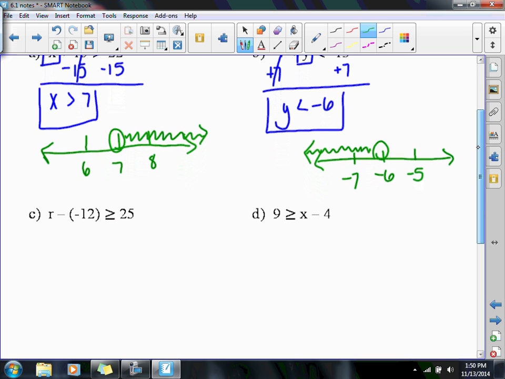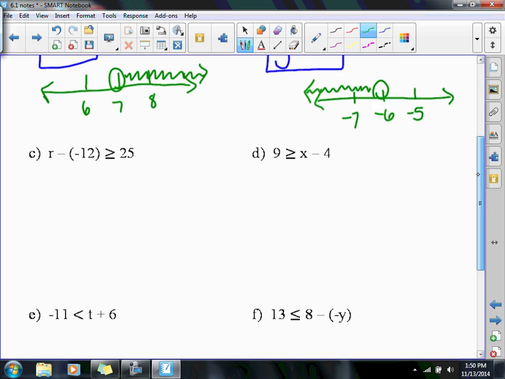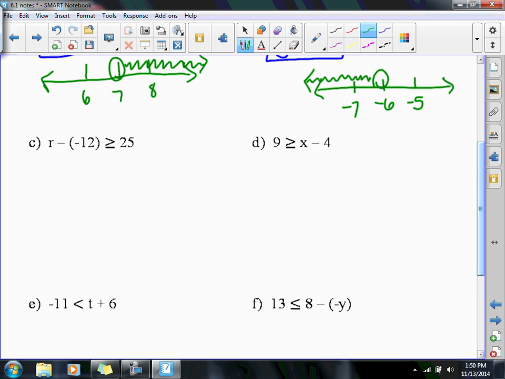Okay, for part C, I have to simplify this just a little bit first because I don't like this minus a negative 12. Really, that's our plus 12 is greater than or equal to 25. So you might see some of those types of problems where you need to simplify it a little bit first before you can actually solve it. But we've seen that with our equations as well, so you should be familiar with that process.